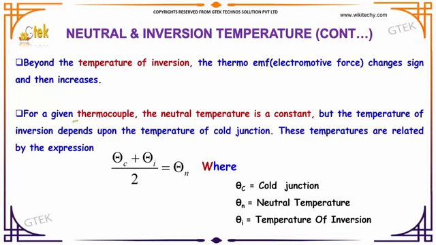For a given thermocouple, the neutral temperature is a constant, but the temperature of inversion depends on the temperature of the cold junction, and these temperatures are related through the formula here. The temperature of the cold junction plus the inversion temperature, divided by 2, is equal to the neutral temperature. So theta c is the cold junction, theta n is the neutral temperature, and theta i is the inversion temperature.